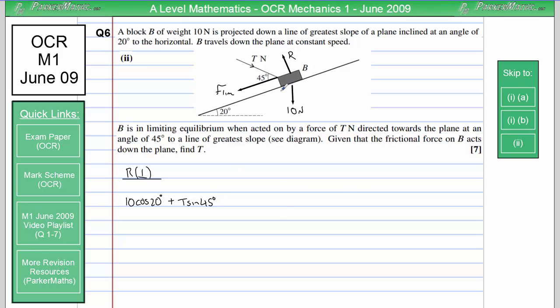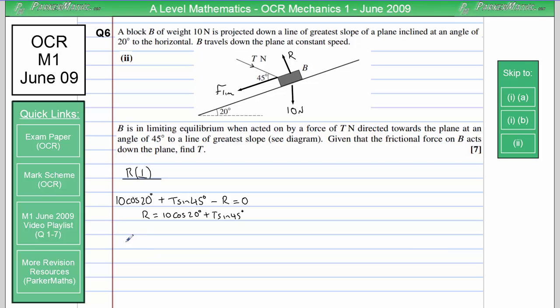And we've also got the normal contact force, which is coming out of the slope, so we'll put minus R for that. Limiting friction isn't involved in this part because that's parallel to the slope, and it equals 0 because there's no acceleration. So we can rearrange that to get R equals 10 cos 20 plus T sine 45. We can't go any further with this because we've got two unknowns, R and T.